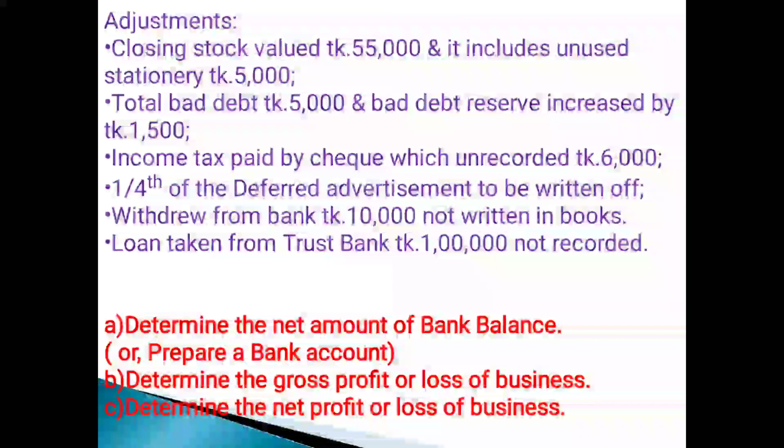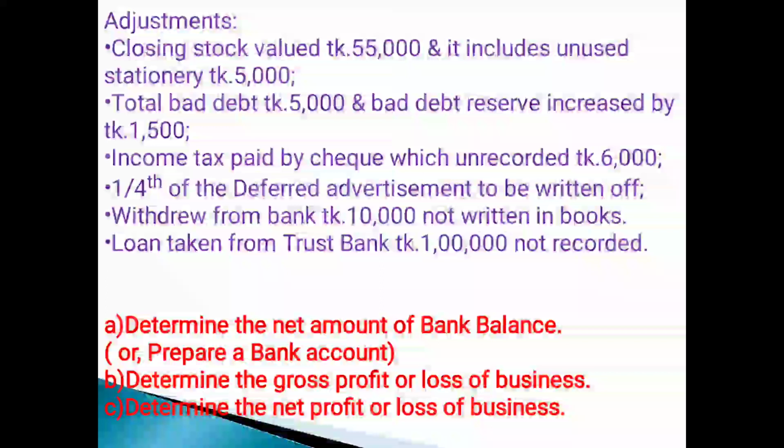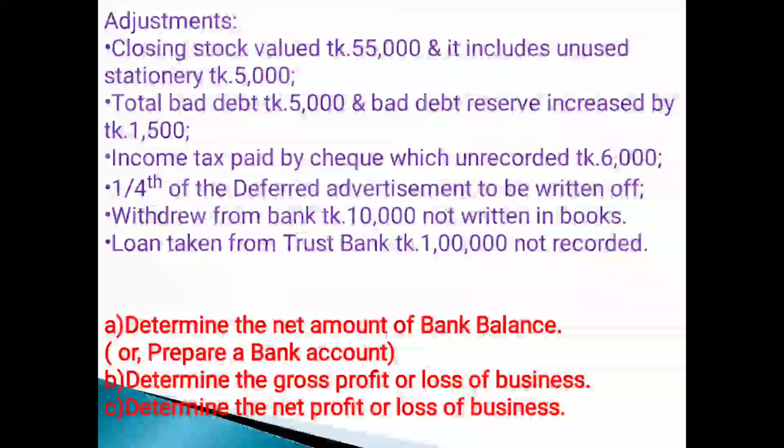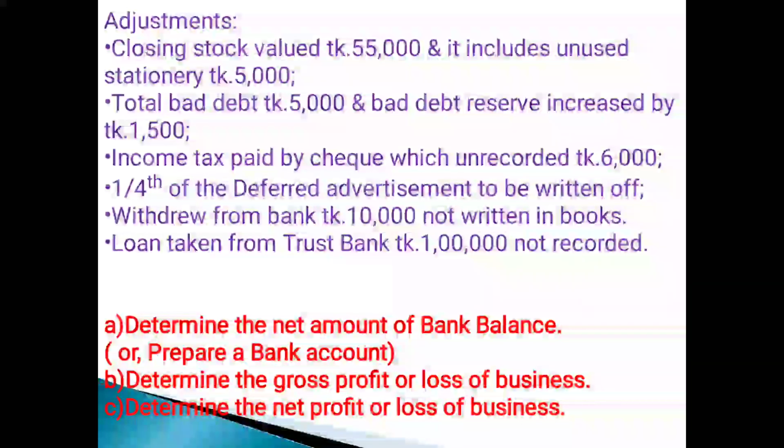Dear learners, next one is withdrawal from bank Taka 10,000, not written in books. This entry is to be shown in 2 items, cash and bank. Cash is increased and bank is decreased. So this amount is to be added to the cash and to be decreased from the bank balance.